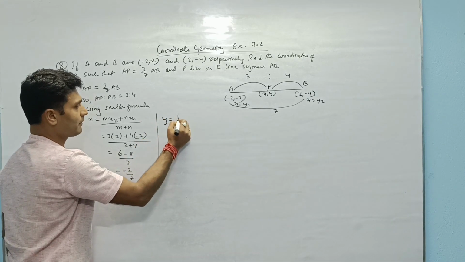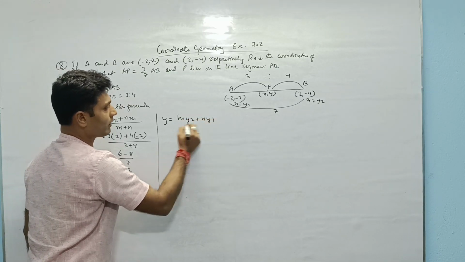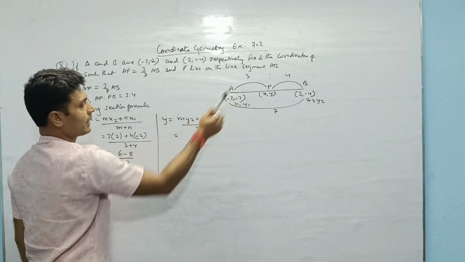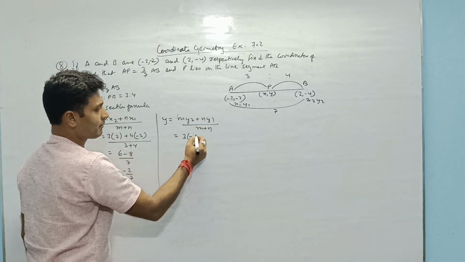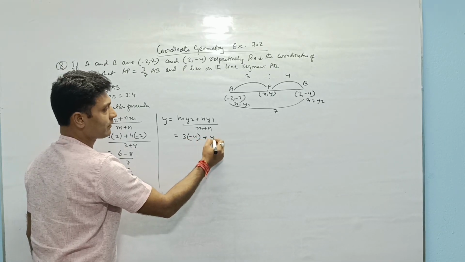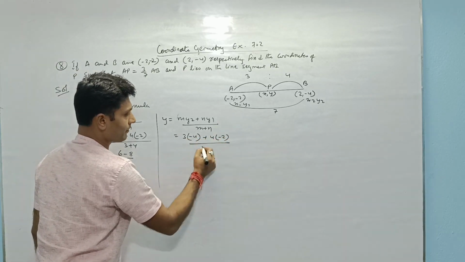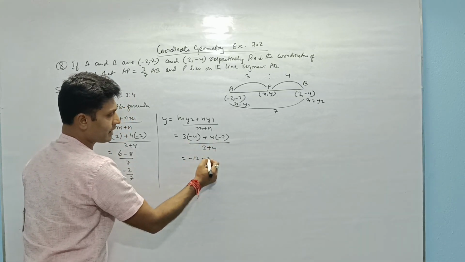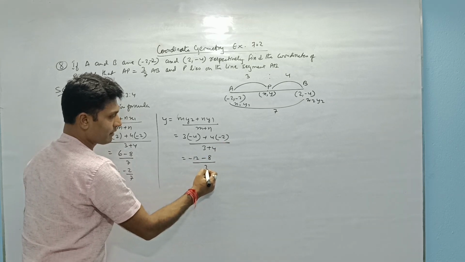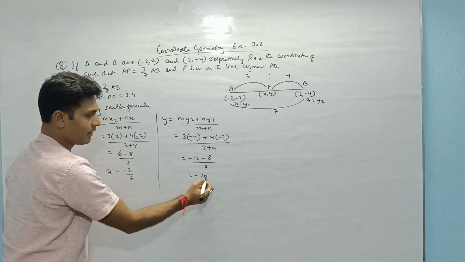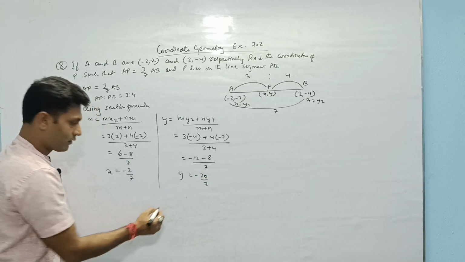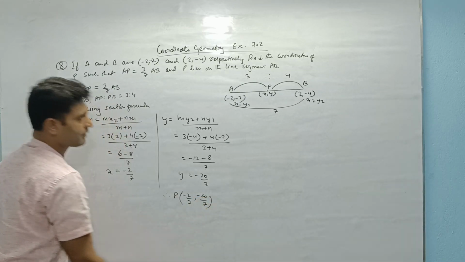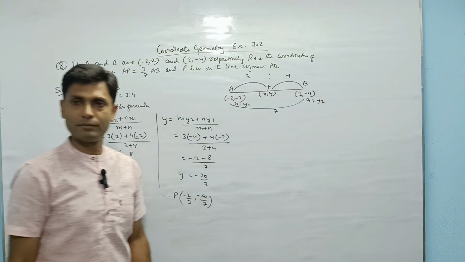Likewise, what is y? (my2 plus ny1) divided by (m plus n). So what is m? Again 3, y2 is minus 4, n is 4 and y1 is minus 2, divided by 3 plus 4. So 3 into minus 4 is minus 12 and 4 into minus 2 is minus 8, by 7, minus 20 by 7. This is y. So what is P? P is (minus 2 by 7, minus 20 by 7). Clear?